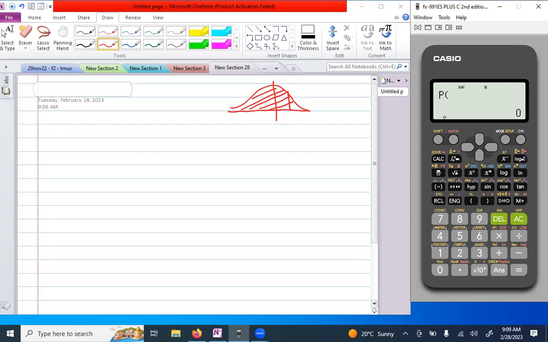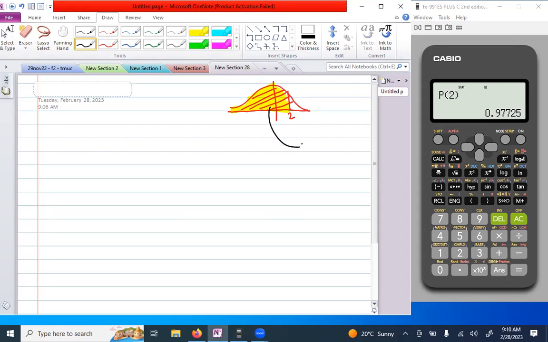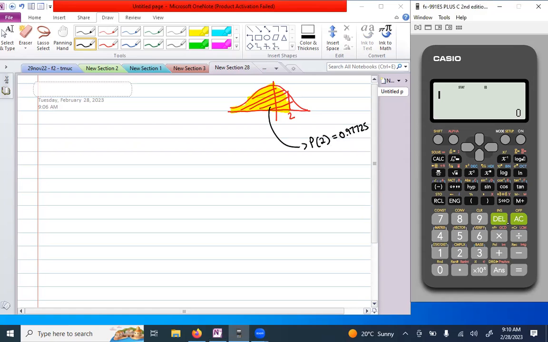I have P. Now let's assume that the Z value over here is 2 and I have to find the area to the left side of Z equals 2. So in the calculator, I will write 2, close bracket, and equals. So here you go. The answer is 0.97725. So if you are using P and you write 2, it will give you the area to the left-hand side of Z equals 2, which is 0.97725.